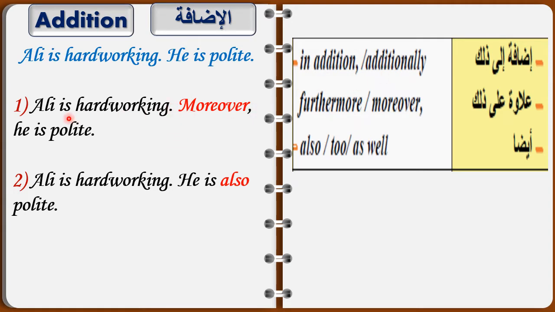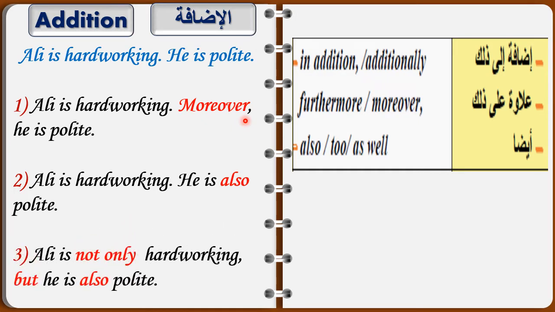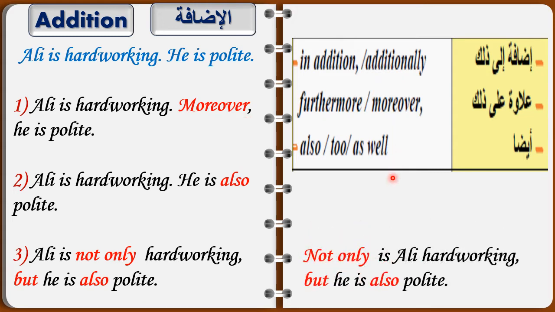Punctuation. We have first sentence or first clause, then we have full stop or semicolon, then we have linking word and comma. Number 3, Ali is not only hardworking but he is also polite. Not only, ليس فقط. Or not only is Ali hardworking but he is also polite.